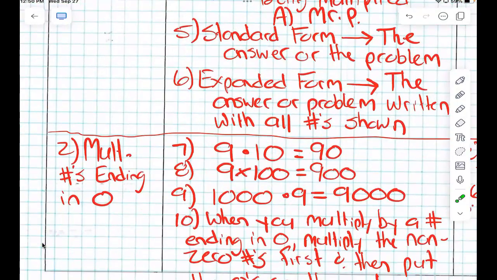Multiplying by numbers ending in 0. We have 9 times 10. Do we have a number ending in 0 there? Yes. So what we're going to do is ignore that 0, and multiply our 2 non-zero numbers.